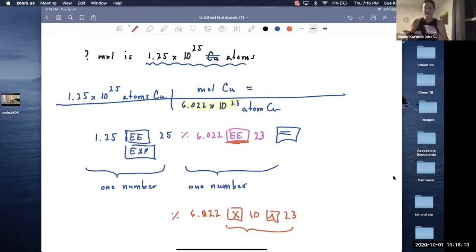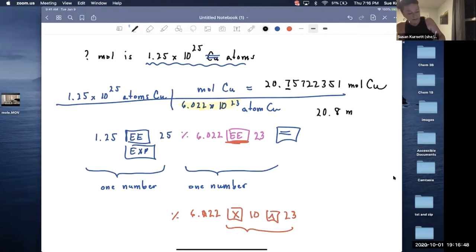Okay, so let's all type it in using our calculators to make sure we can do this. I started with 3 sig figs, I divided by 4, the number ends there. I either round up or round to even, but either way I get 20.8 moles of copper.